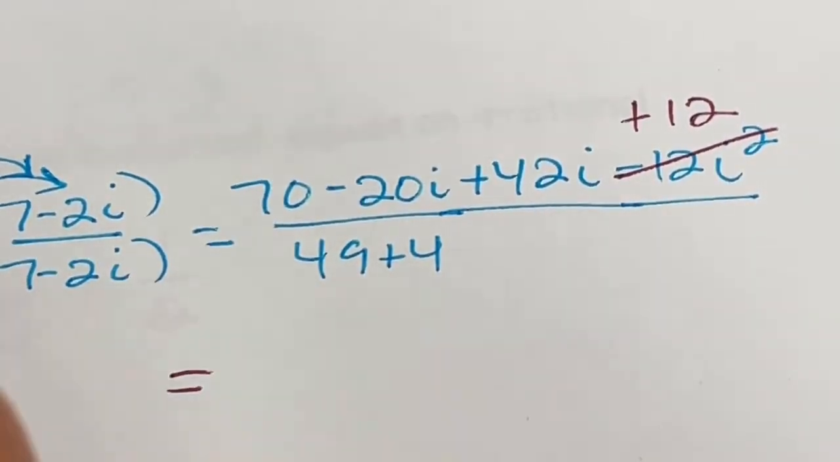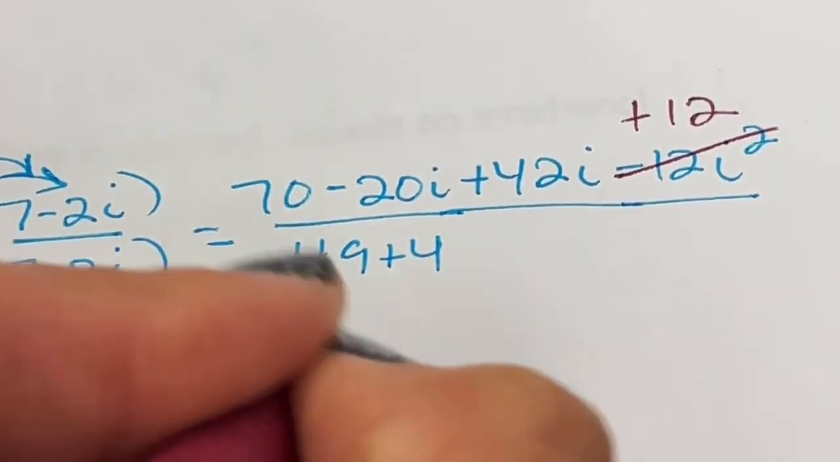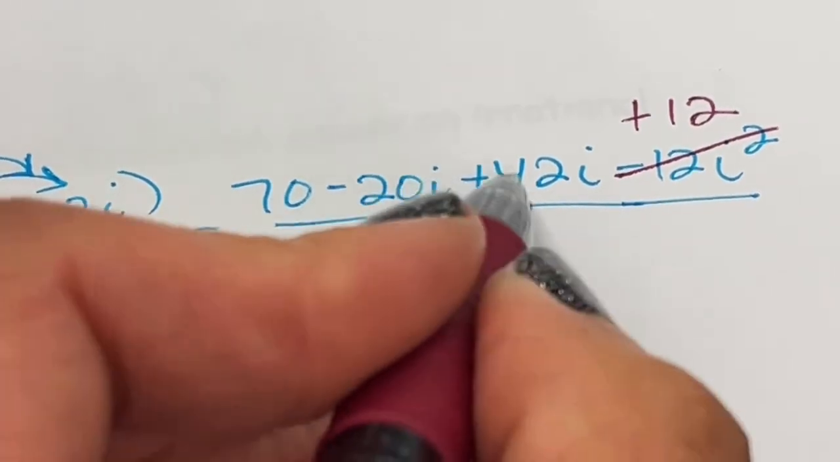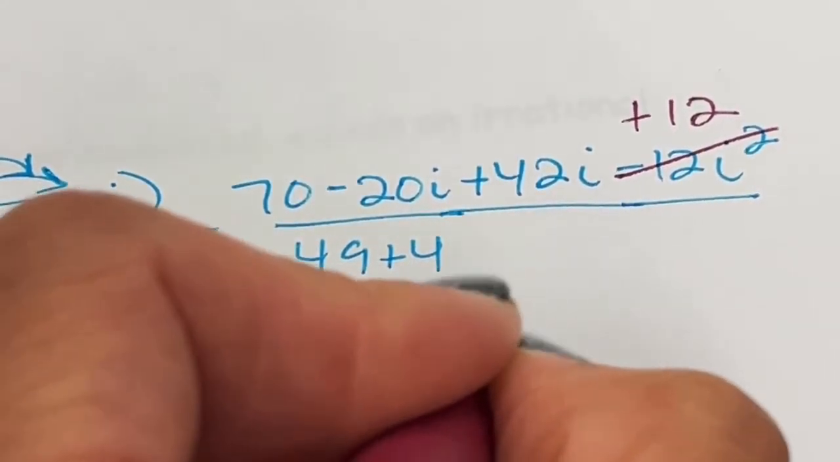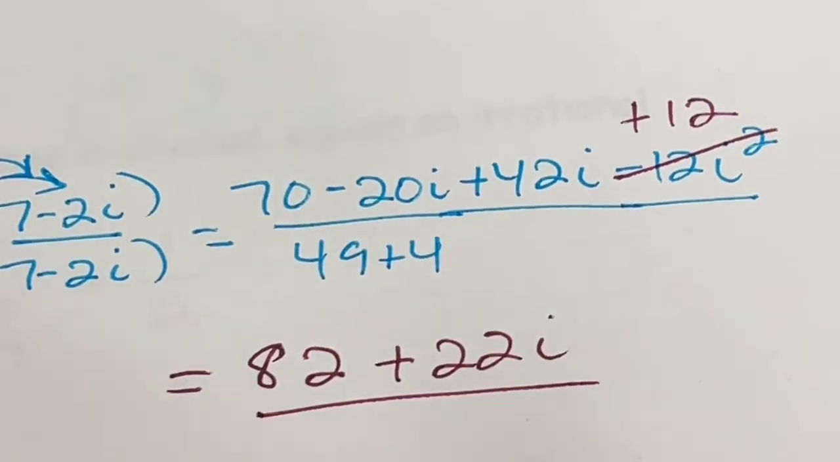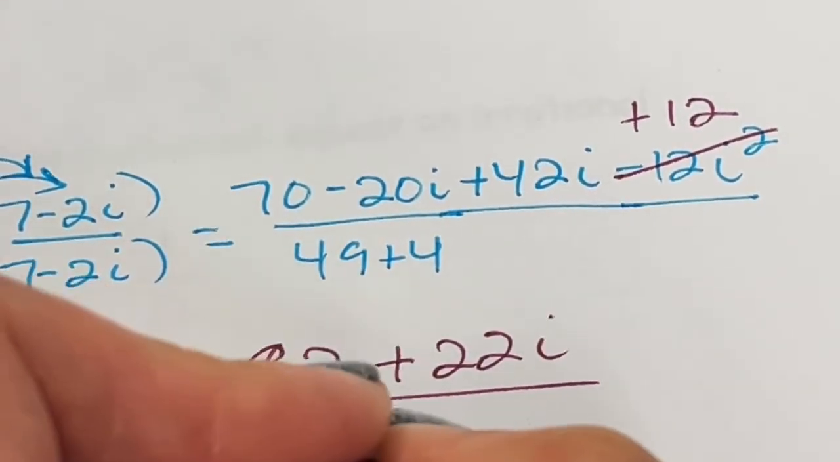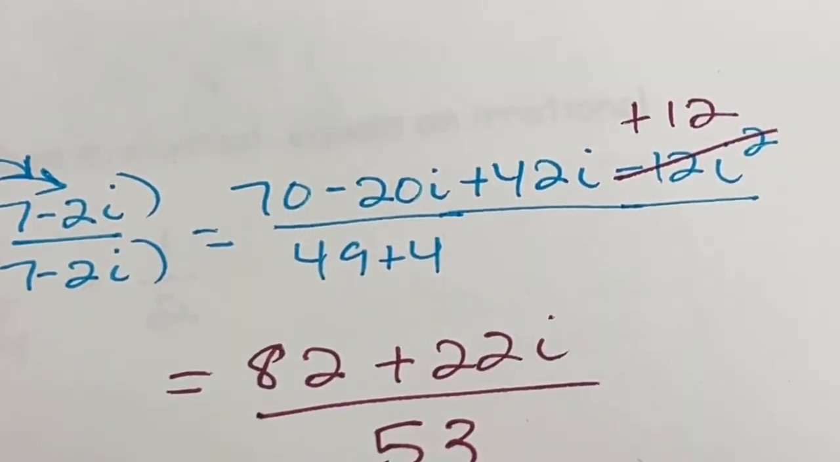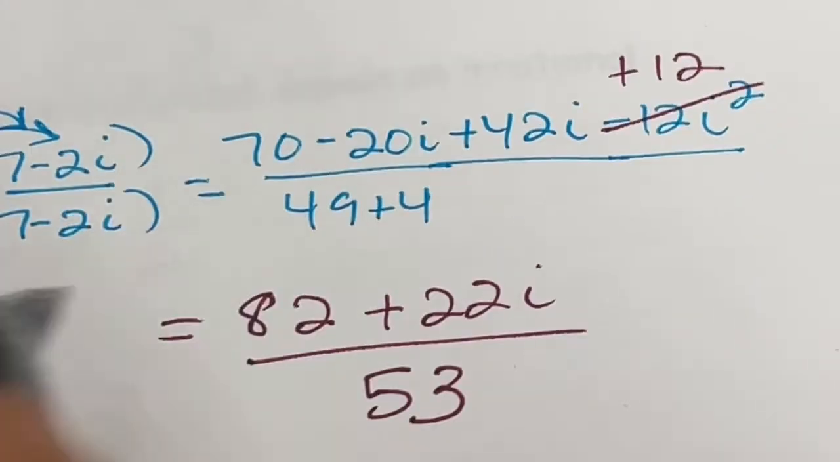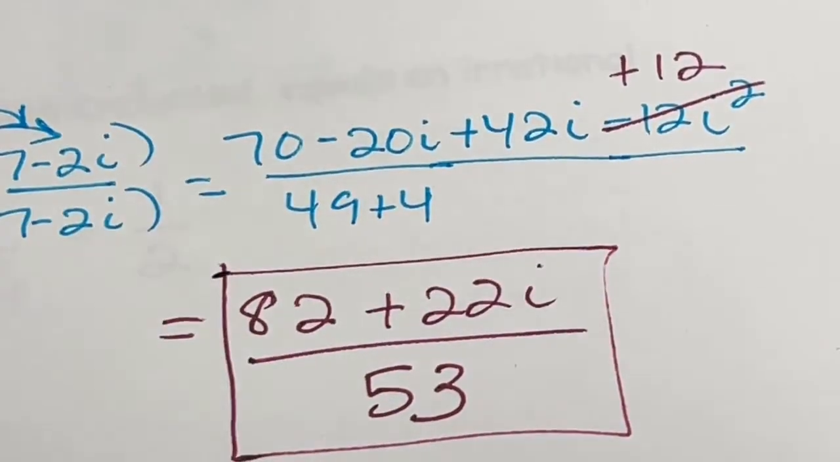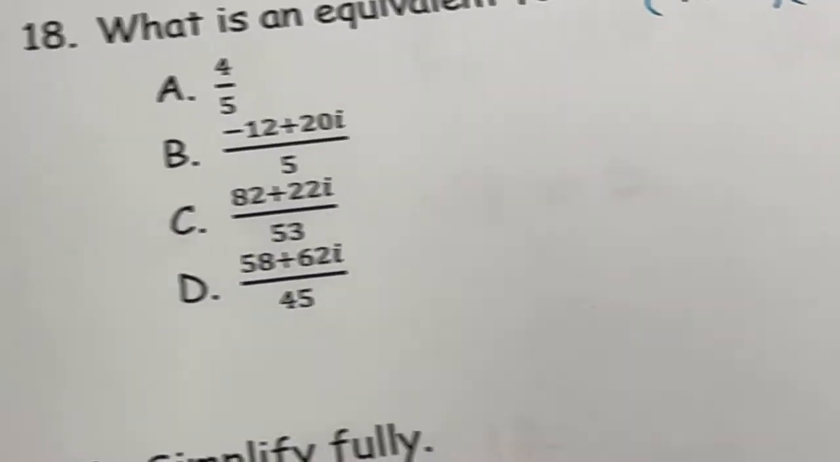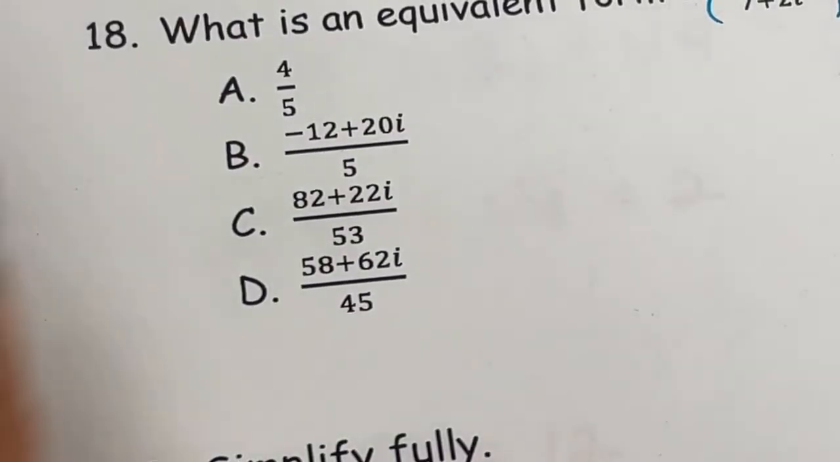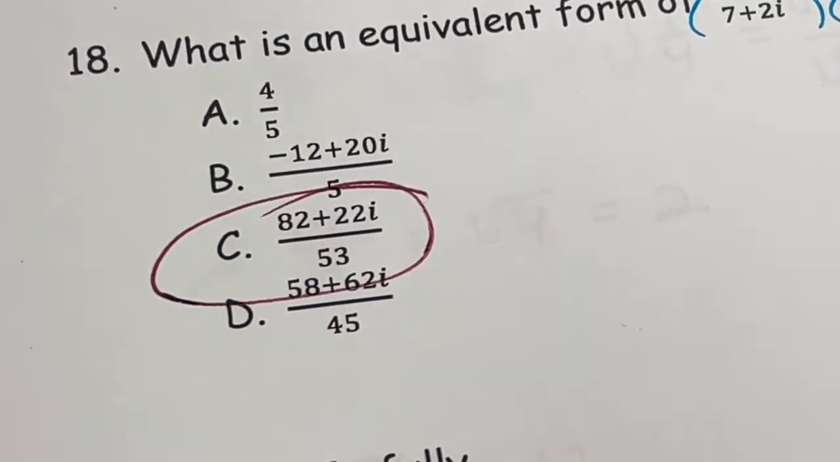70 plus 12 is 82. -20i plus 42i is 22i. And 49 plus 4 in the denominator there is 53. I can't reduce this because 53 is a prime number, so that is my answer. 82 plus 22i over 53, which means it's got to be C.